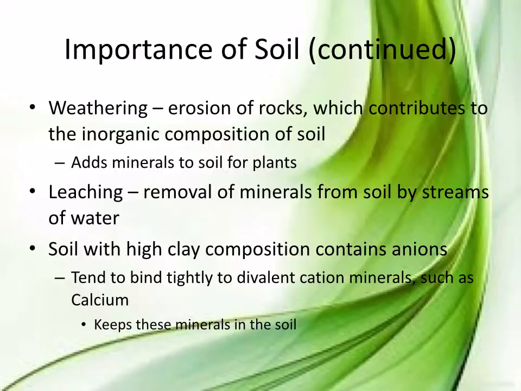However, soil with a high clay composition is going to contain a lot of anions. So these negatively charged anions are going to bind tightly to divalent cation minerals, such as calcium. So if you look at a periodic table, you can see which ions are divalent. Calcium is a major one in plants. Calcium serves as a signaling molecule in plants. So this clay composition is actually going to keep some of the minerals in the soil.